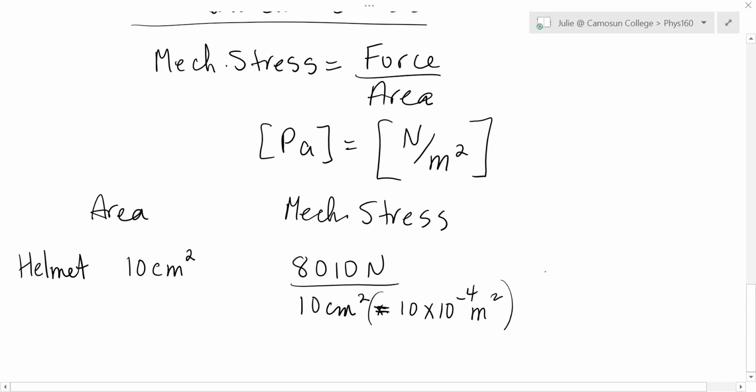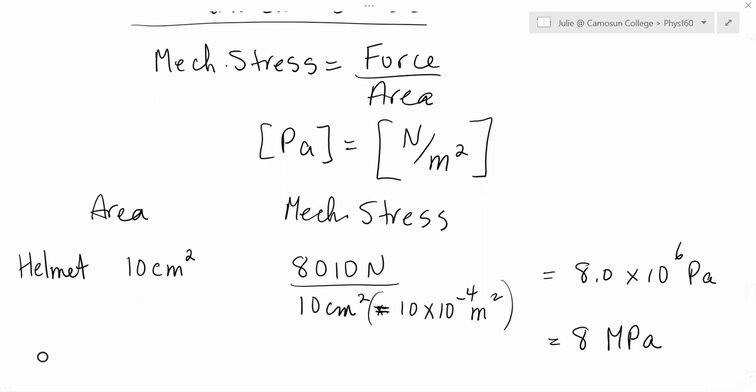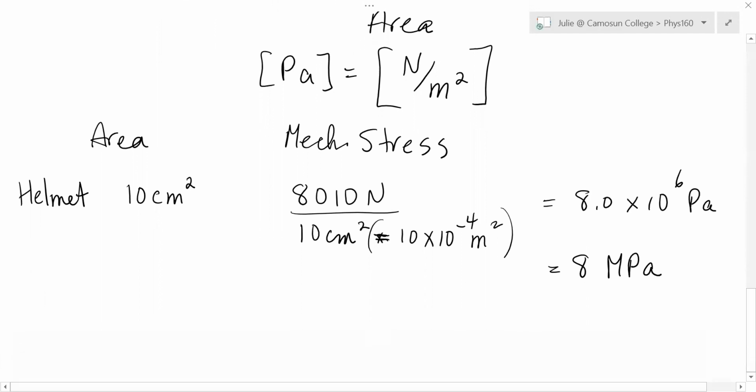And so when you divide, you get 8.0, we'll just round it to 8.0, times 10 to the 6 pascals. And a common unit for stress is megapascals. So the mechanical stress, if you took the entire force onto just the area of his helmet, would be 8 megapascals. But let's say we increase that to his shoulders.